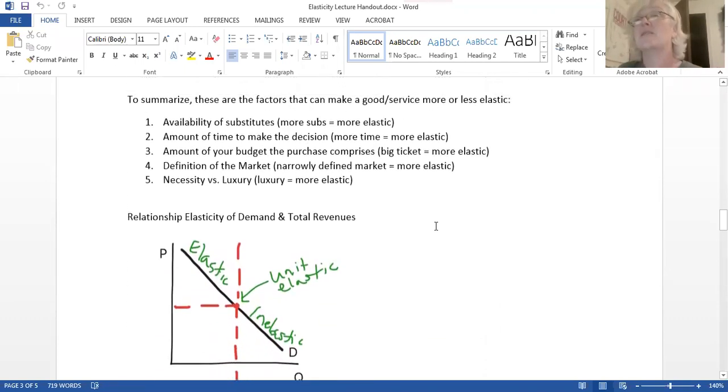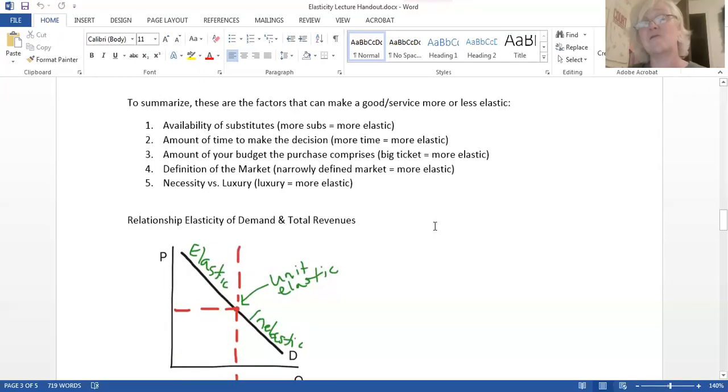So to summarize, in describing the different types of markets that fall under the categories, you can make some general conclusions about factors that make a good or service more or less elastic. One of them is the availability of substitutes. So the more substitutes, it's going to be more elastic. Additionally, if you have more time to make a decision, then it's going to be more elastic. You're going to shop around.